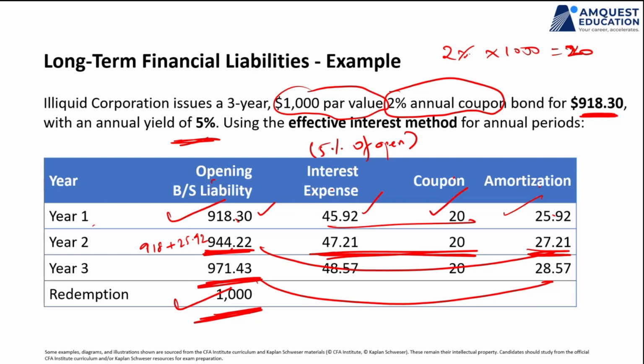So this table is extremely important because this table is something that you're also going to use when you're going to do leases, because leases are also long-term liabilities. So leases and bonds work very similarly. They are cut, copy, paste. In this case, we had a bond which was issued at a discount. And therefore, the discount bond went from 918 to $1,000 at maturity.